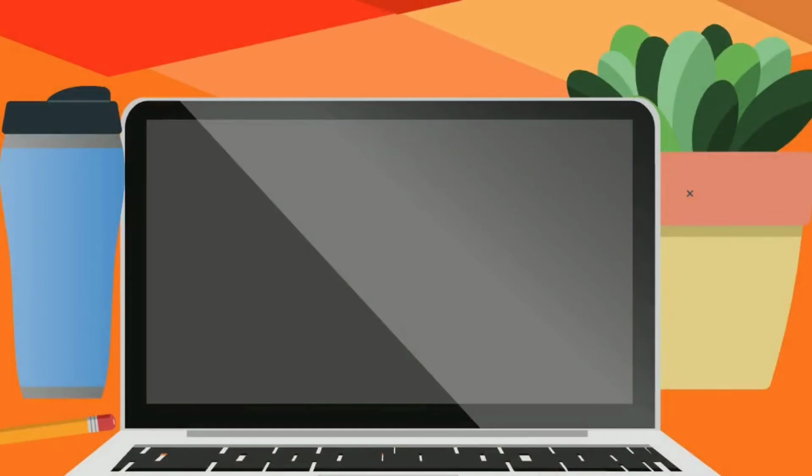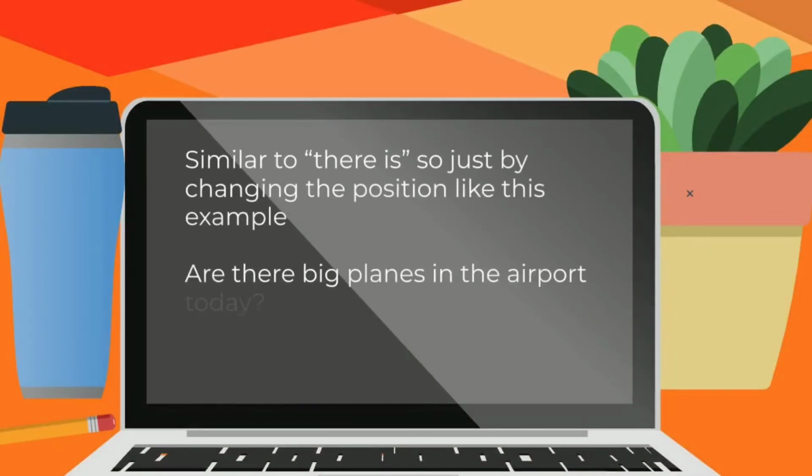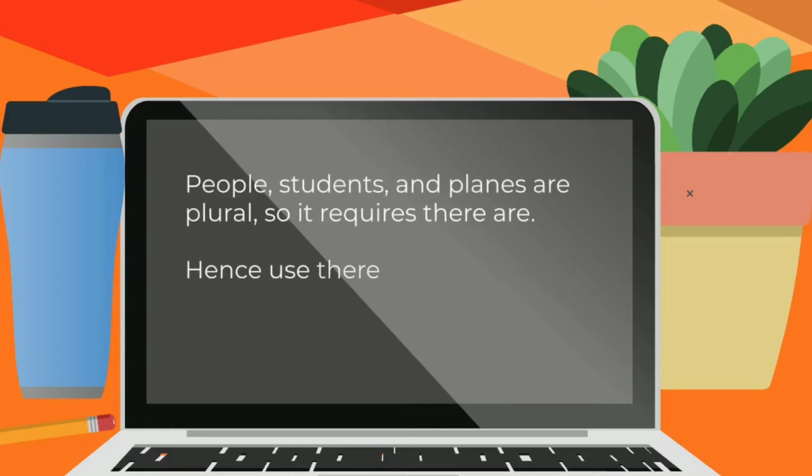To ask a question, it is similar to there is. So just by changing the position, like this example, are there big planes in the airport today? In the previous sentences, people, students, and planes are plural, so it requires there are. Hence, use there are when the noun is plural.